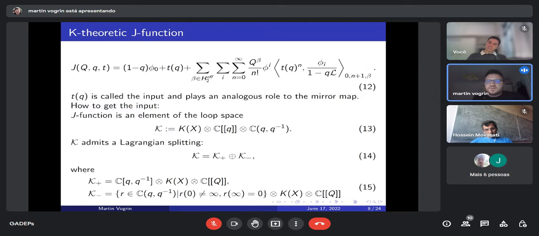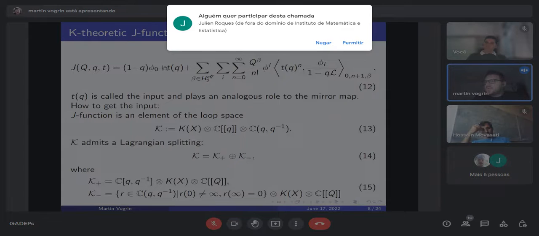And again, analogously to quantum cohomology, we also have the K-theoretic J-function, which is again a power series in Q^beta, with phi_i the elements of K-theory, and here are the correlators. These correlators again play a very similar role as the expansion coefficients for the periods. What is somewhat different here is that there is this part, t(q), which is called the input.